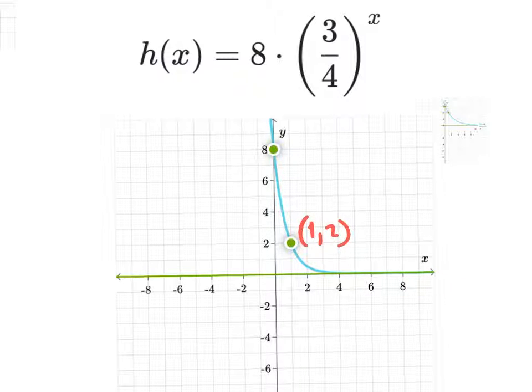1, 2, and 0, 8. Which one do you want to do first? 0, 8 is easy. Plug in 0. Do you get out an 8? Yeah, because that becomes 1. 1 times 8 is 8. So 0, 8 works. So far, so great.